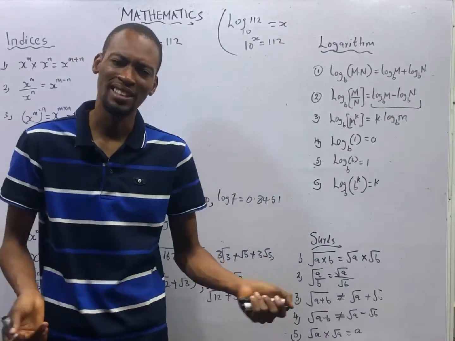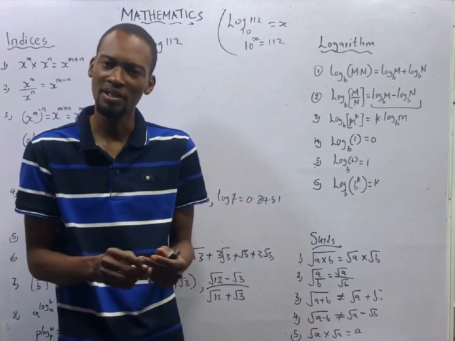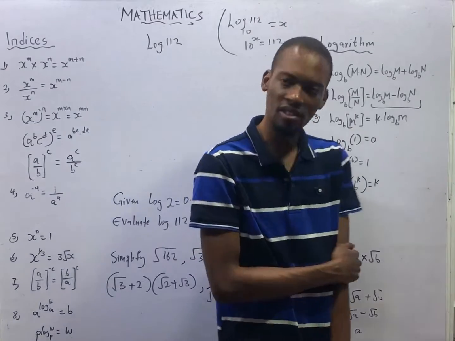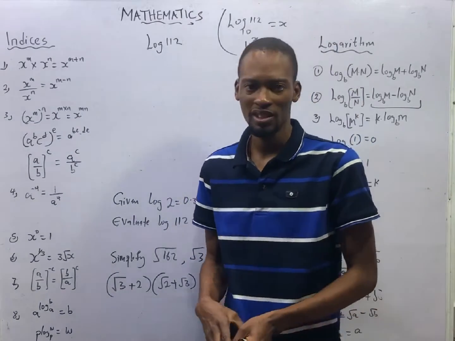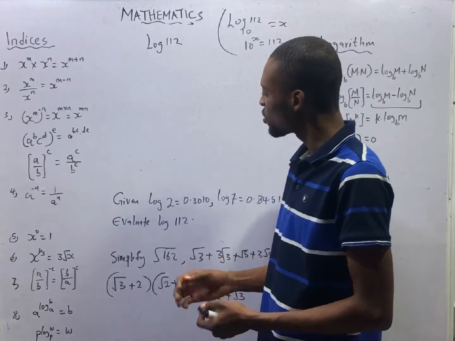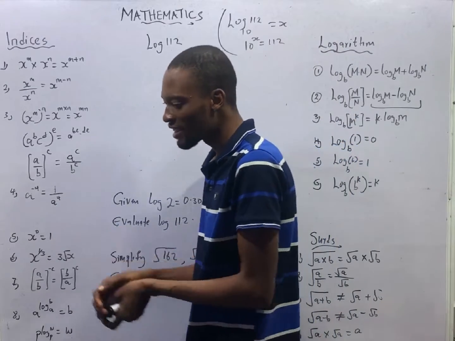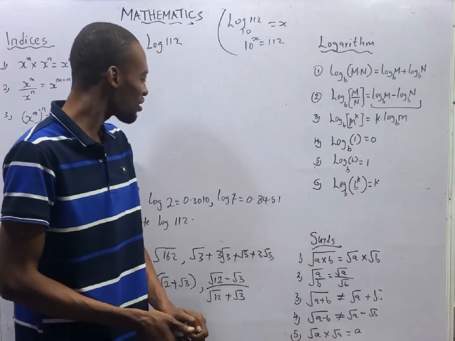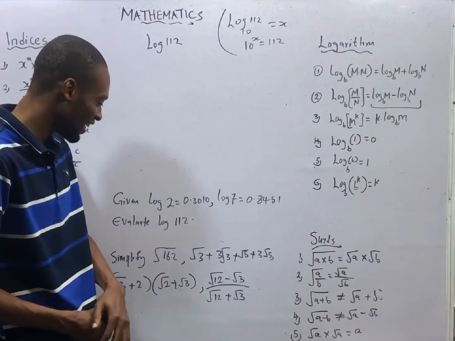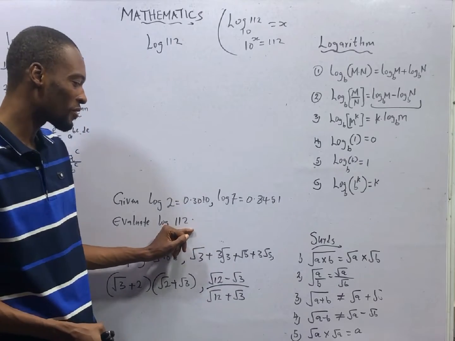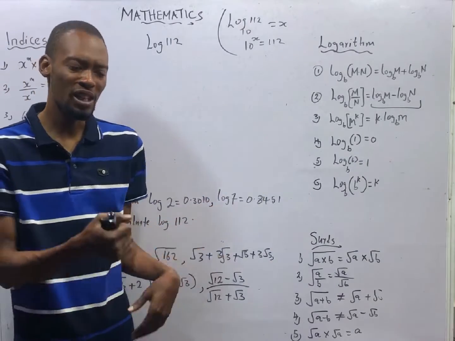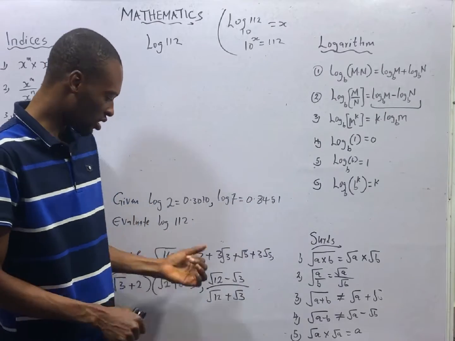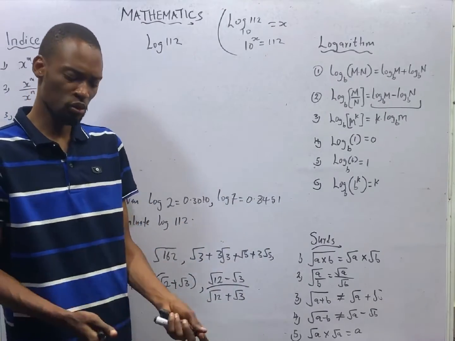Another question comes to mind. How do we get 2 and 7 from 112? If you understand how to solve quadratic equations using the factorization method, you will be told to look for two numbers that when you multiply, you get a particular number. So, can we get two numbers that when we multiply, we'll get 112? So, can we multiply 2 and 7? Or how do we get numbers that are 2 and 7 multiplied to get 112?